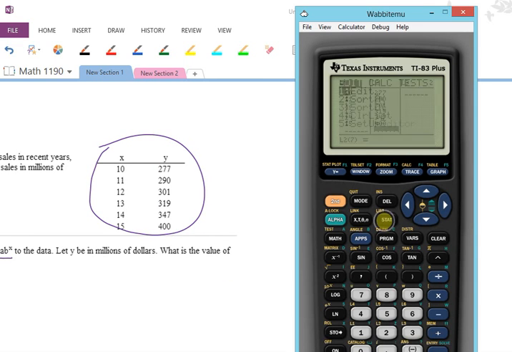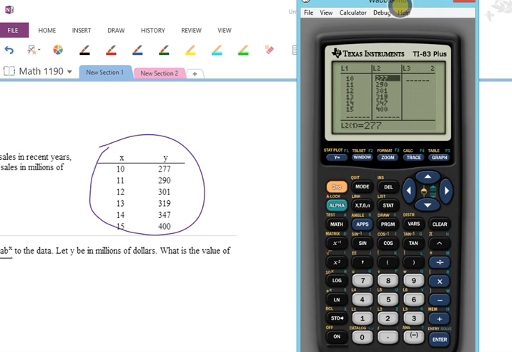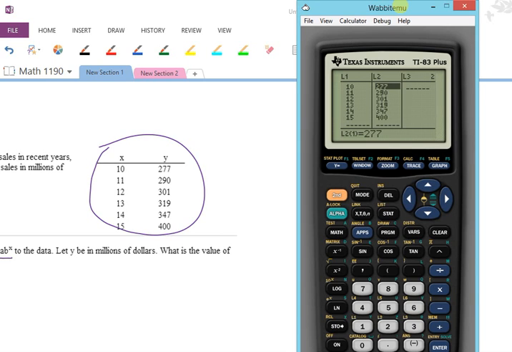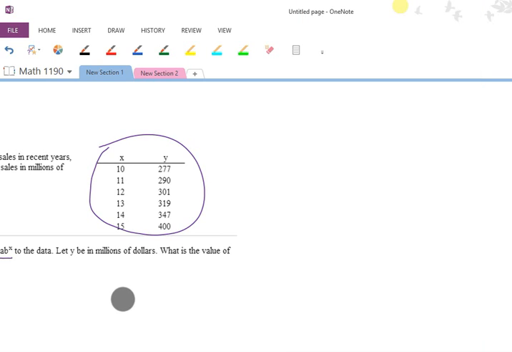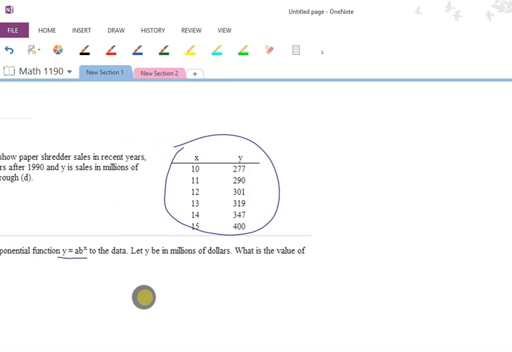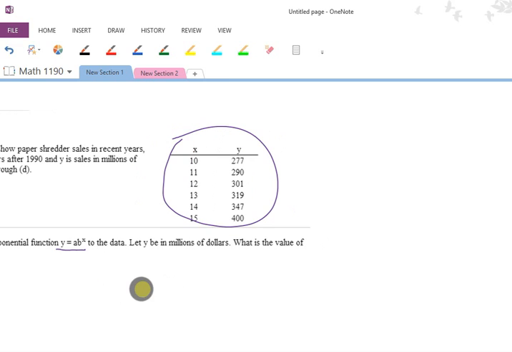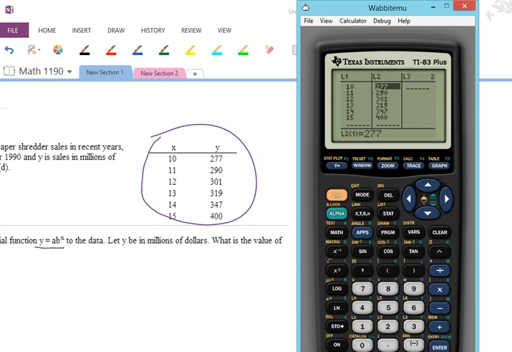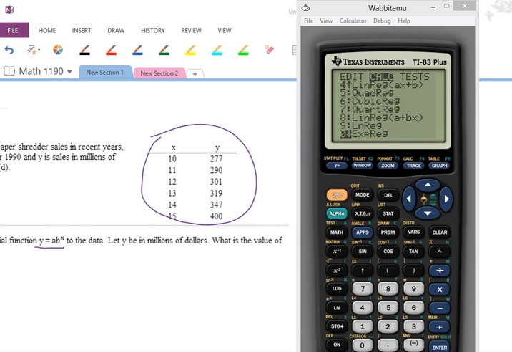I went to Stat and then Edit, and then I typed it in. Now, if you look at the page, it says it wants to form y equals ab to the x, that's exponential. So if we go to Stat and over to Calc, and you look down this list, one of them is expreg, that's exponential regression. I'm going to choose that.